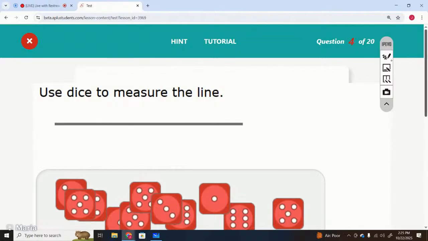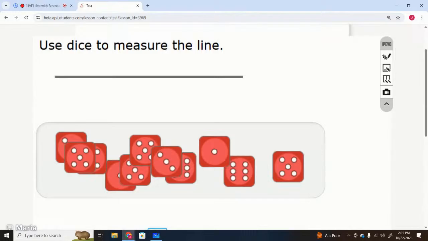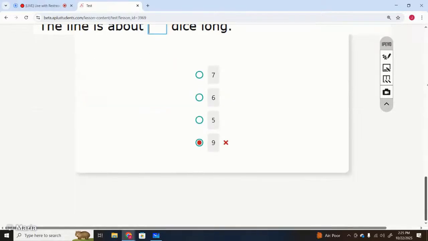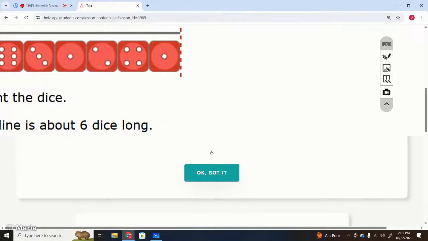Use dice to measure the line. The line is 9 dice long. The correct option is 9. I think that is 6.